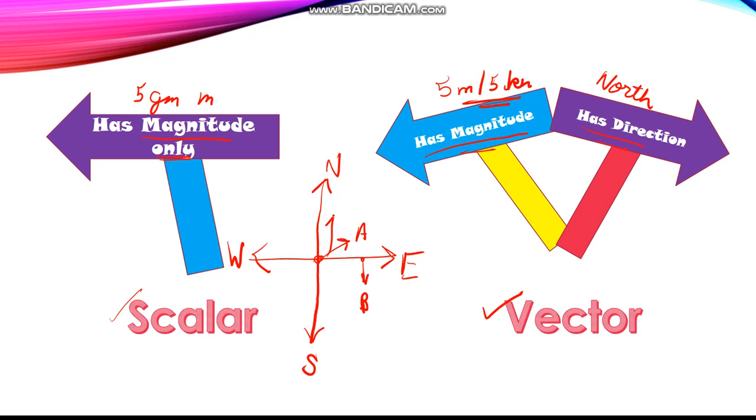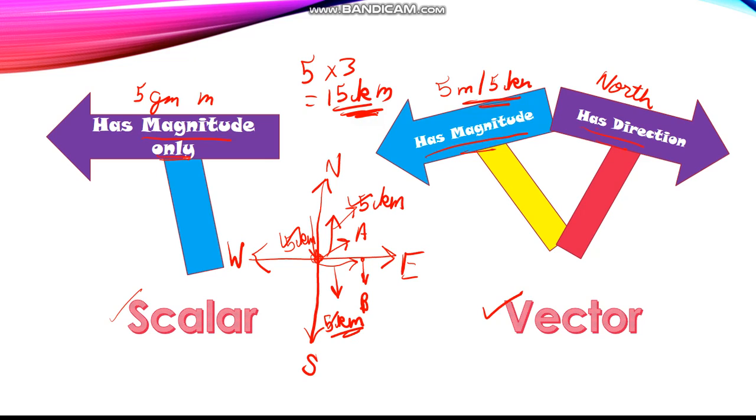Now first if I travel 5 kilometer north, then I come back from that point and come back 5 kilometers south and reach back to point A. Then I go to point B, traveling 5 kilometer east. Now can you tell me how much distance I traveled? So 5 plus 5 plus 5, which is 5 into 3 equals 15. So basically I traveled 15 kilometer.